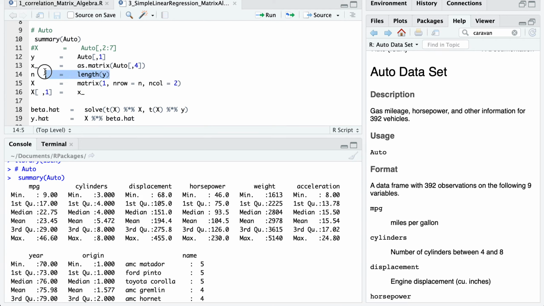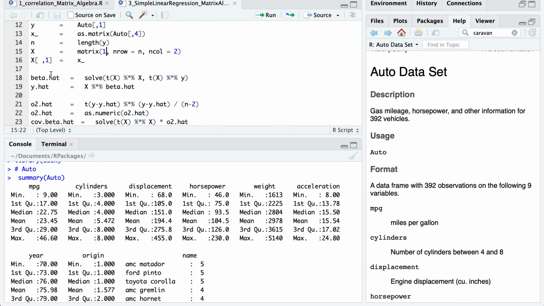The length of Y will be the number of observations. Then we will create a matrix with n rows and 2 columns, fill it with 1s, but then the first column we fill with X. So this capital X is like our capital X. The first column are the X's, the second column is just filled with 1s. And then we want to find beta hat. We just say solve this.